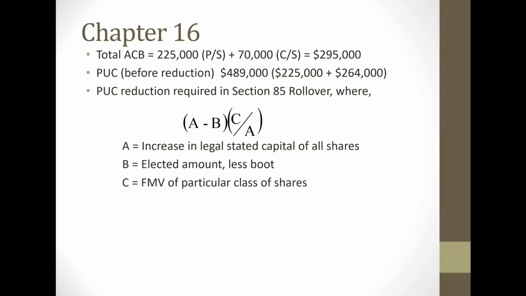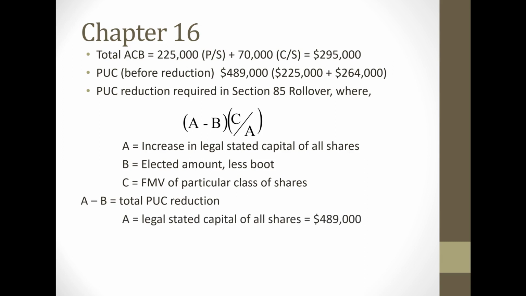Now C is the fair market value of a particular class of shares. So the ratio of C over A would only apply if there was more than one type of share that was issued in the Section 85 rollover. If there was only one class of share issued, then all we would need to worry about is A minus B. The C over A is just the proration based on different types of shares that was issued in the Section 85 rollover. So once again, A minus B would be the total PUC reduction for all the shares.